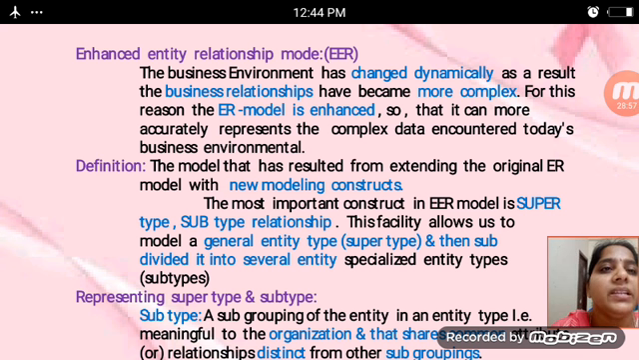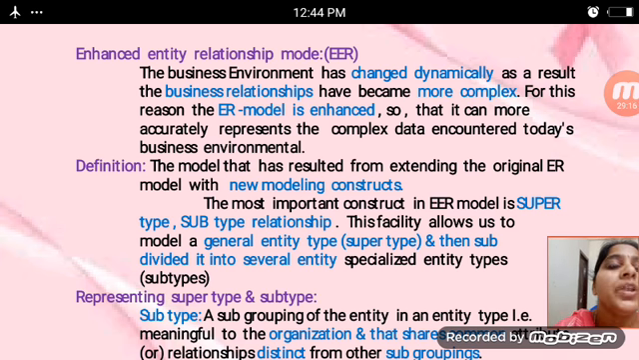As a result, business relationships have become more complex. Day by day, business relationships are becoming more complex. For this reason, the ER model is enhanced. For that, we have invented the EER model, the enhanced entity relationship model.